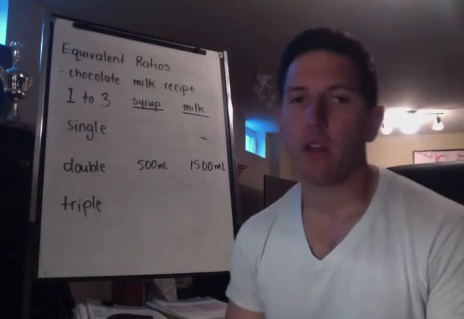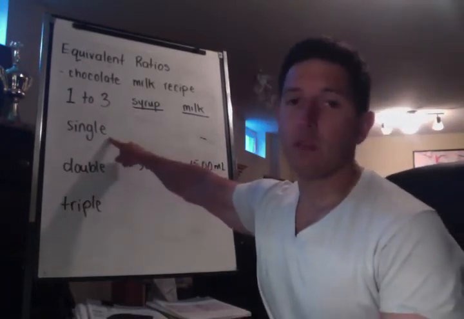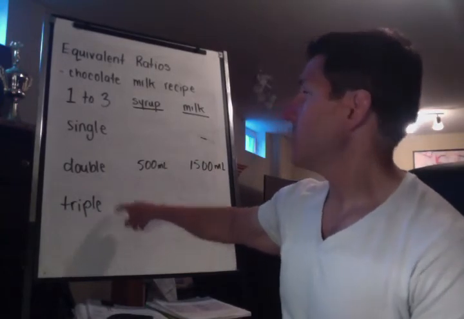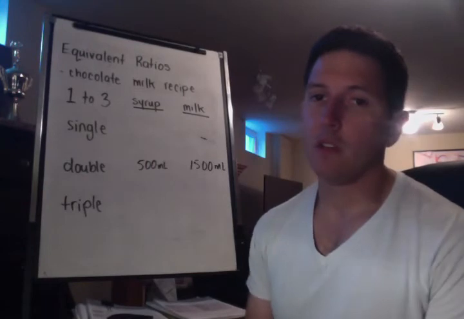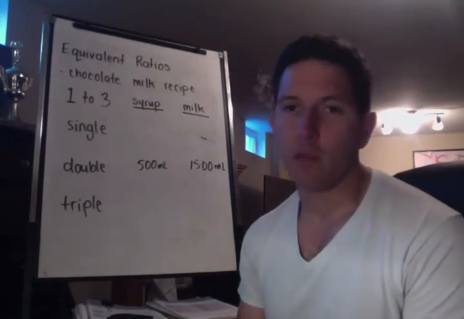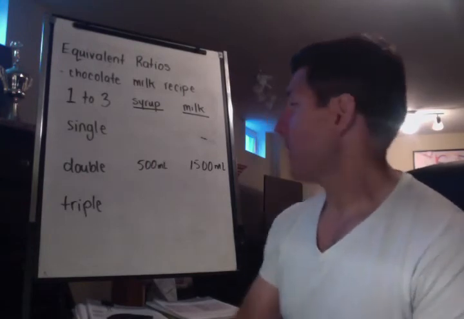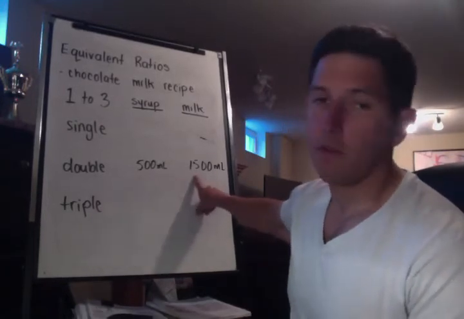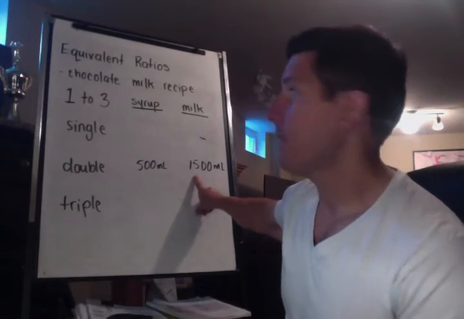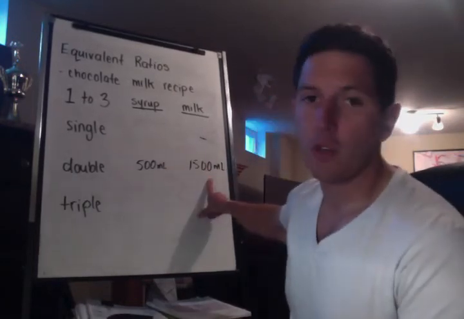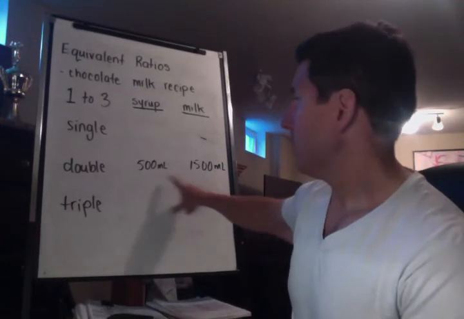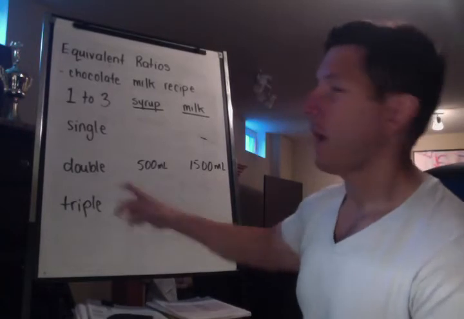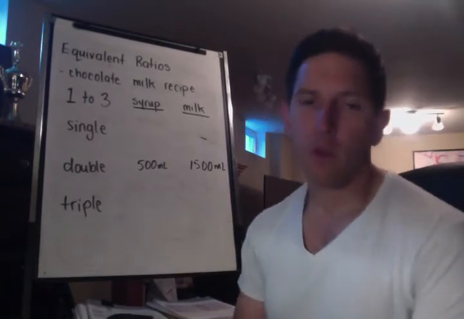So if we want to create a single recipe versus a double versus a triple, well, how can we do that? What I've given you is the measurement in milliliters for a double. That would be 500 milliliters of syrup and 1,500 milliliters of milk, and that's where you see the 1 to 3 relationship coming into play. 500 goes into 1,500 3 times, right? So working our way backwards to a single, what are you going to do?